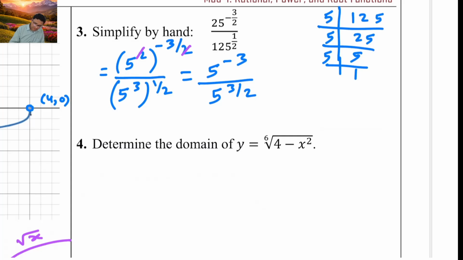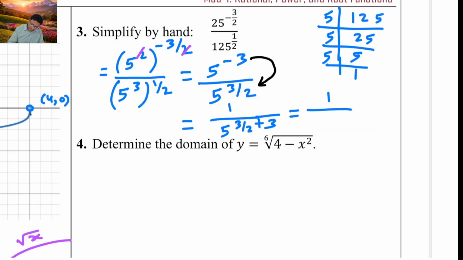Now I want the final answer to have positive exponent. So let me take the numerator to the denominator because that has the negative exponent. So 1 over 5 to the power 3 over 2 plus 3 in the exponents. Okay, 3 over 2 plus 3. And that can be written as 5 to the 3 over 2 plus 6 over 2, which will be 9 over 2.